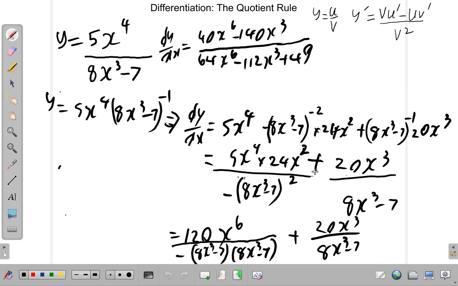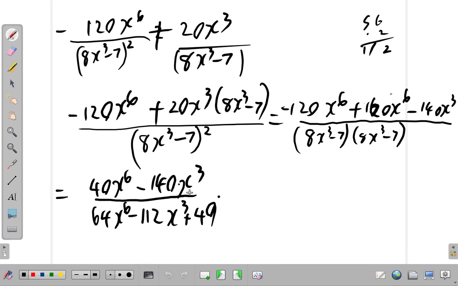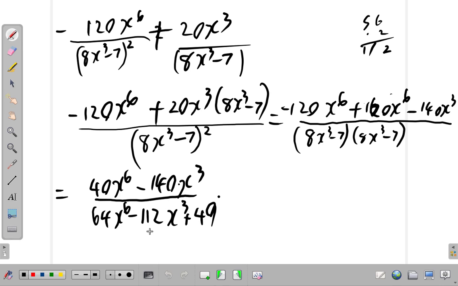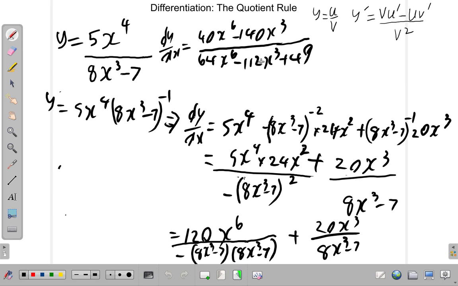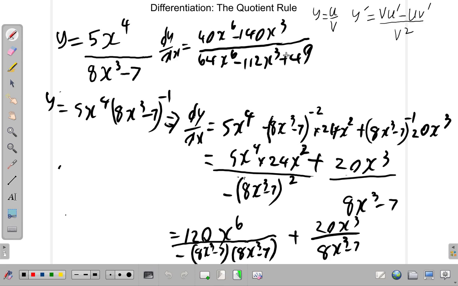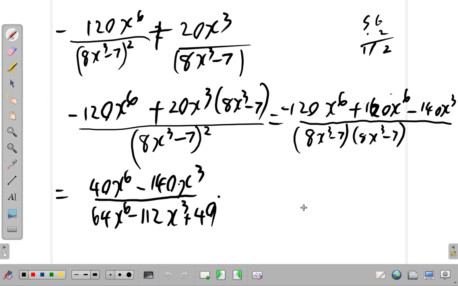Now what we had here was 40x to the 6 minus 140x cubed up top. Now originally we had 64x to the 6 minus 112x cubed plus 49. So we get the same thing, alright, even though it was very long and tedious.